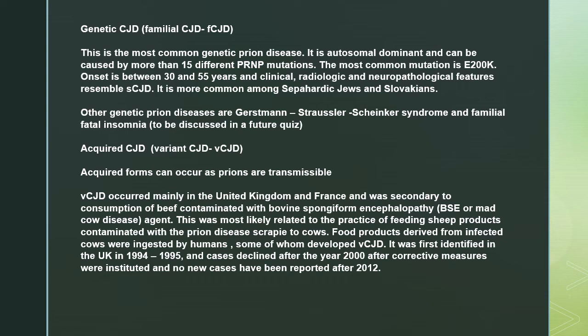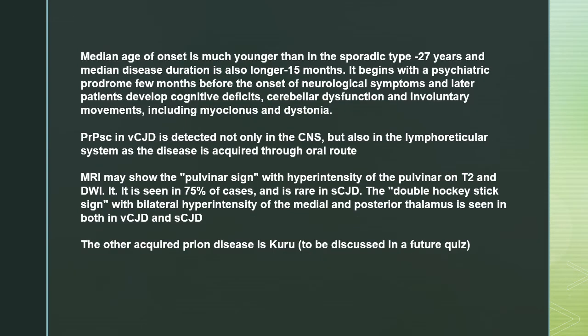It was first identified in the UK in 1994 to 1995, and cases declined after the year 2000 after corrective measures were instituted, and no new cases have been reported after 2012. Median age of onset is much younger than in the sporadic type, 27 years, and median duration is also longer, 15 months. It begins with a psychiatric prodrome a few months before the onset of neurologic symptoms, and later patients develop cognitive deficit, cerebellar dysfunction, and involuntary movements, including myoclonus and dystonia.